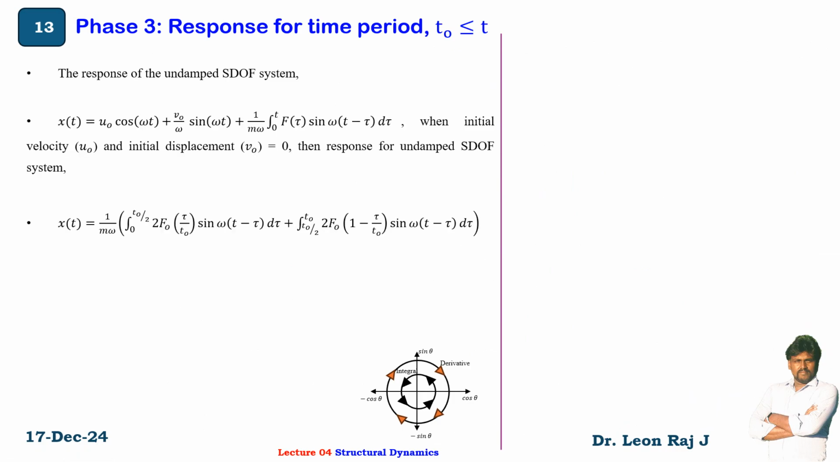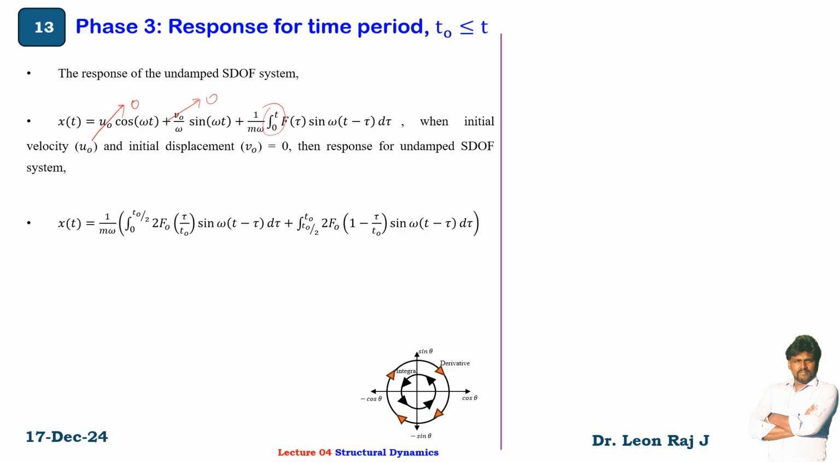So your response is u0 cos omega t plus v0 by omega sin omega t plus 1 by m omega integral 0 to t f of tau sin omega (t minus tau) d tau. Here initial displacement equals 0, initial velocity equals 0. So your response is further simplified to 1 by m omega integral 0 to t f of tau sin omega (t minus tau) d tau.